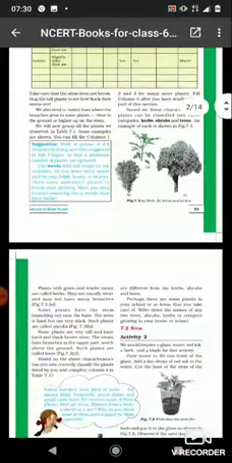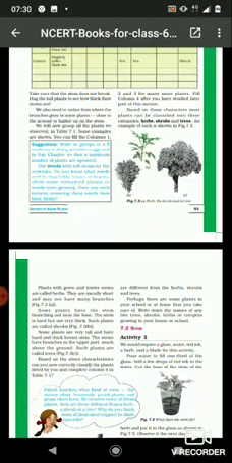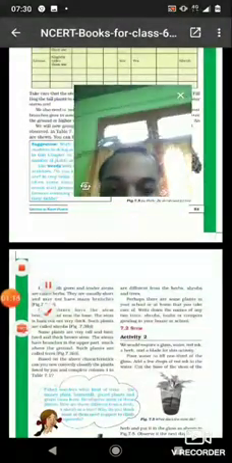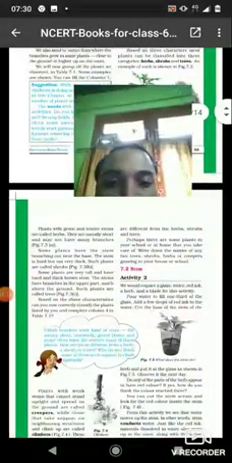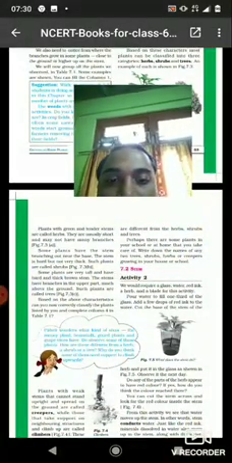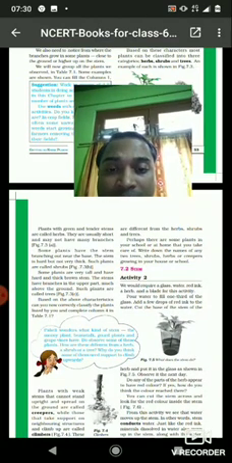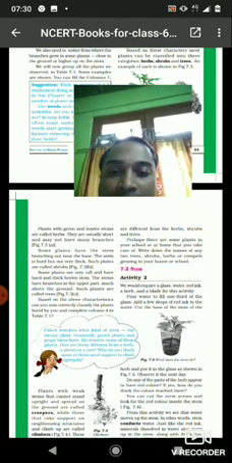So plants with green and tender stems are called herbs. This is how you can define herbs. Plants with green and tender stems are called herbs. They are usually short and may not have many branches. Then some plants are very tall and have hard and thick brown stem. The stems have branches in the upper part much above the ground. Such plants are called trees.